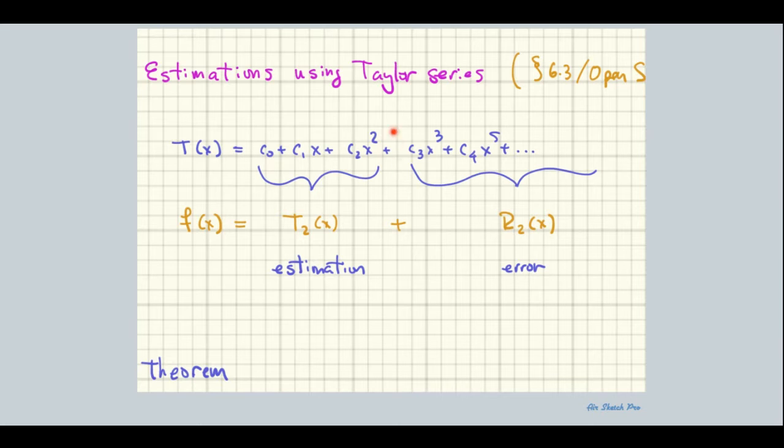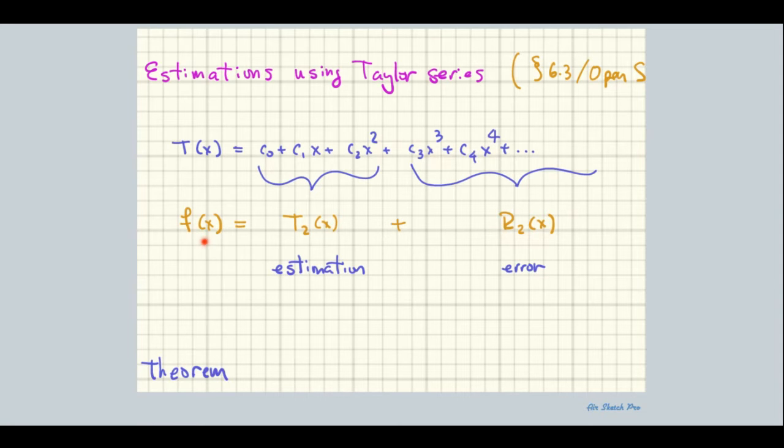Now, if I stop at power 2, that means all the rest of the terms I'm ignoring. From the third term, the fourth term, the fifth term, the sixth term, I'm ignoring all those by looking at the second power series. If I add up all the rest of the terms, I'm going to have a remainder.